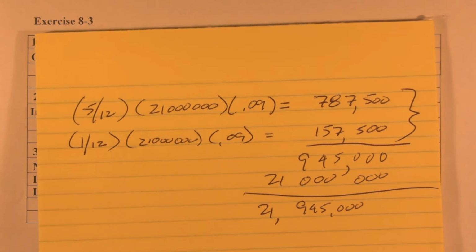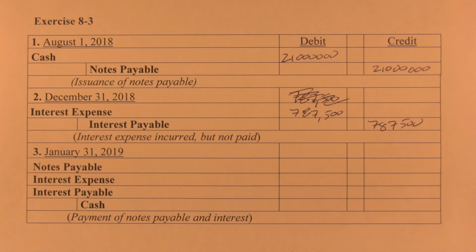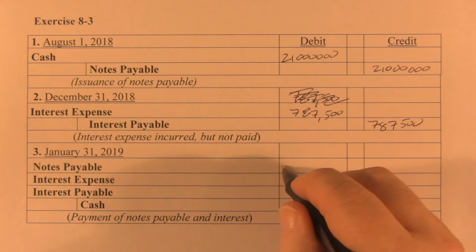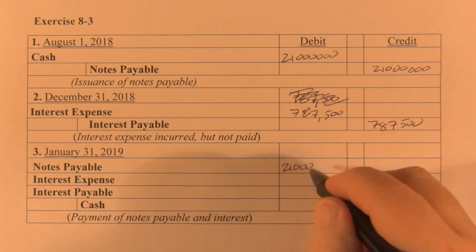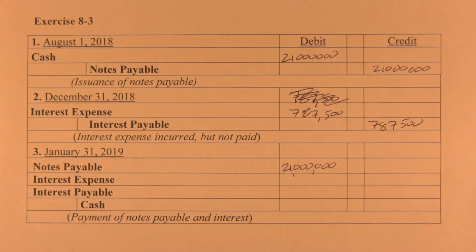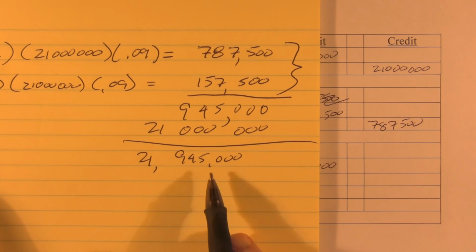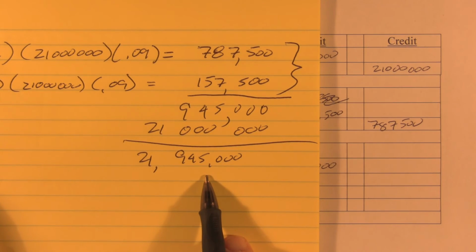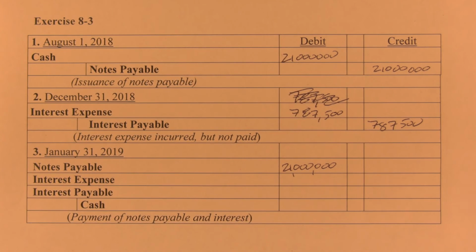So now we have to plug in the pieces. The note payable for $21 million, we're paying all of that, so that's going away. So we debit note payable. It's costing us $21,945,000 in cash, so that's our credit to cash, $21,945,000.